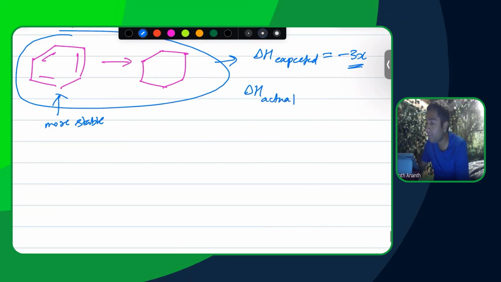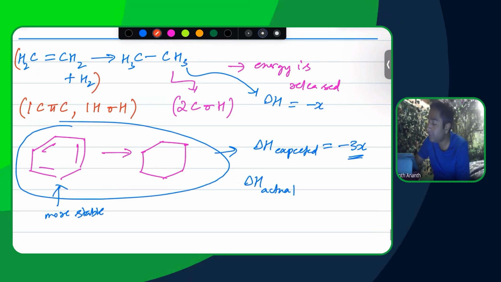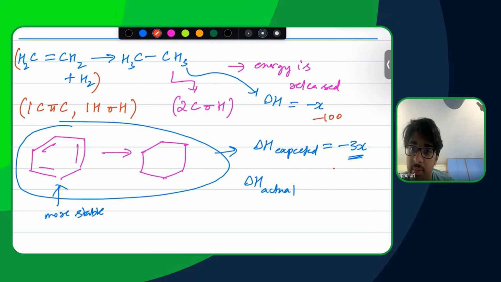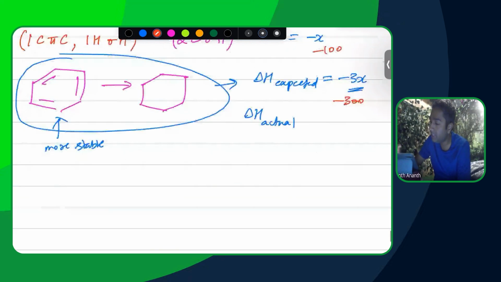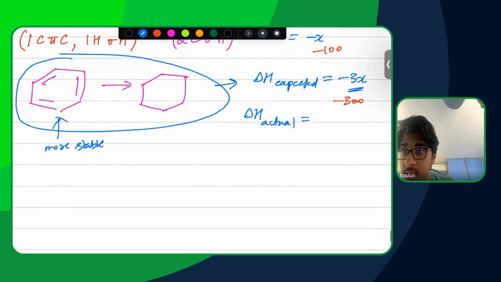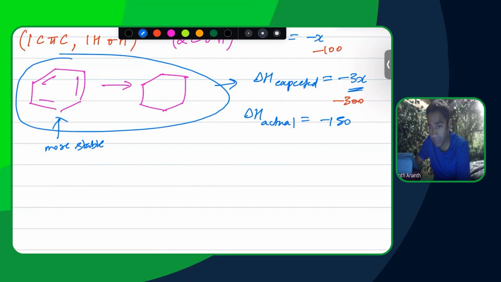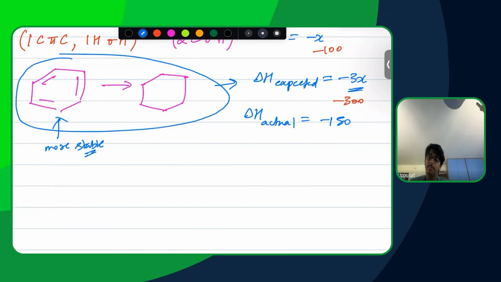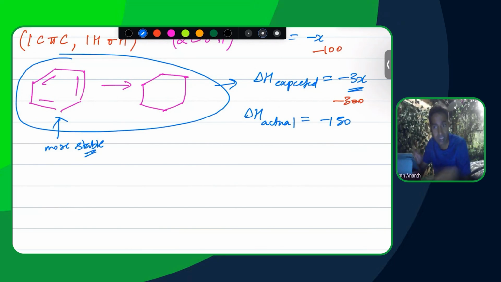So let's take some numbers and then you'll understand better. Let's say this is minus 100. The expected value is minus 300 then. On the other hand, this will be like minus 150. It will not be more negative, it will be less negative because the extra stability makes it less interested in destroying itself, right? It is more stable. That means it does not want to break the pi bonds unnecessarily. It makes sense, more reluctant to break its bonds. So the actual value is say minus 150.